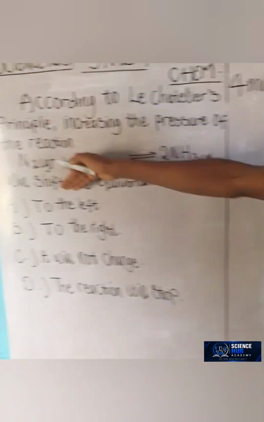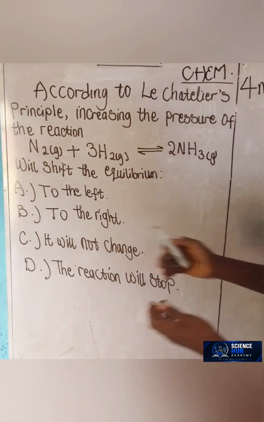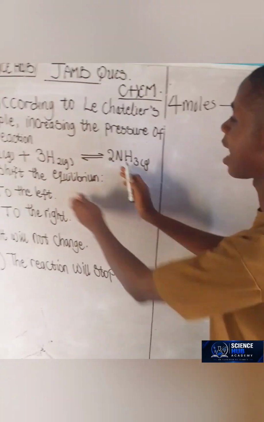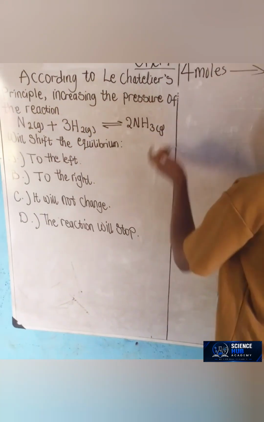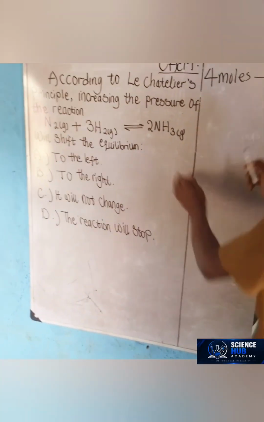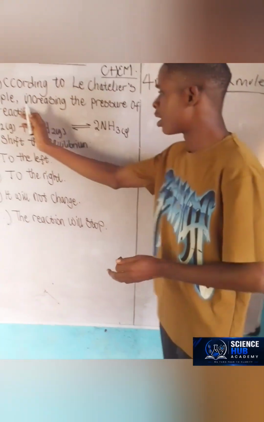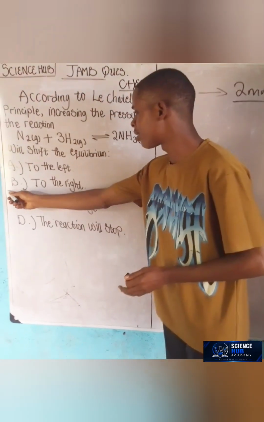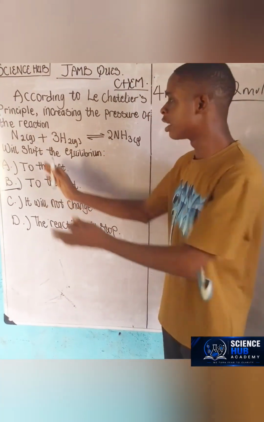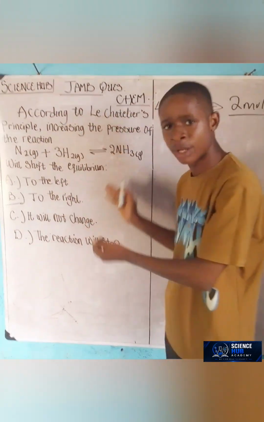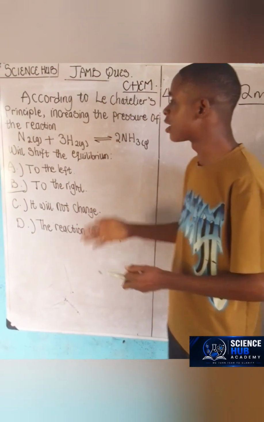So pressure imposed on a system will be favored from the side that has a lower number of moles. From the question, it is obvious that 2 moles is on the right hand side of the equation. So increasing the pressure of the reaction will shift the equilibrium to the what? Right. Shifting the equilibrium to the right means the reaction will proceed favorably without any hindrance. So this is the summary of what we have.